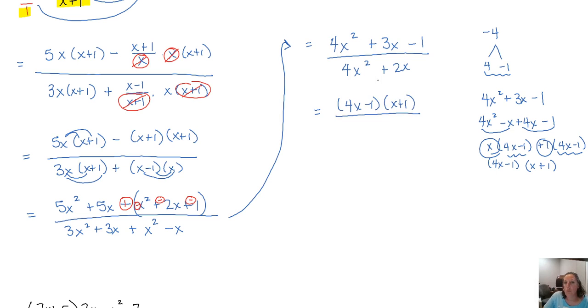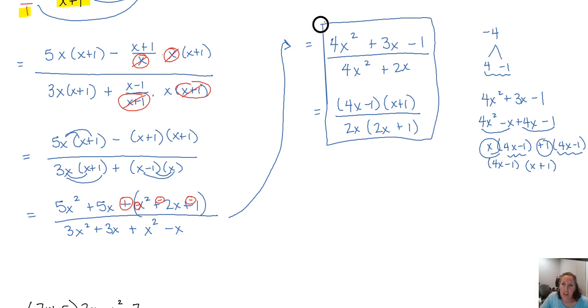In the denominator, we've got a GCF. We can factor out a 2x from 4x squared and 2x. And when we do that, we're going to be left with a 2x in our first term and a 1 in our second term. We don't have any common factors here, so that's really as simple as we can go. And since nothing factors, you could really leave it in either of those last two forms.